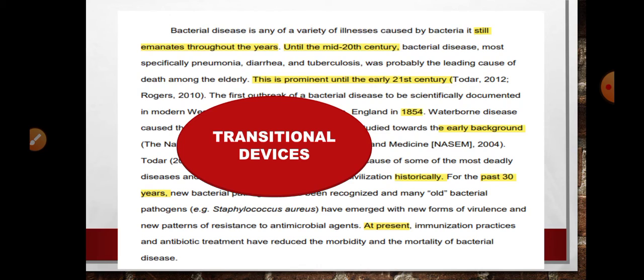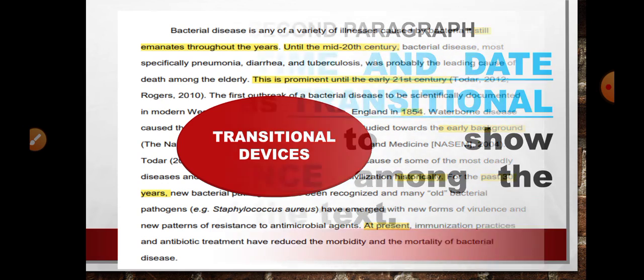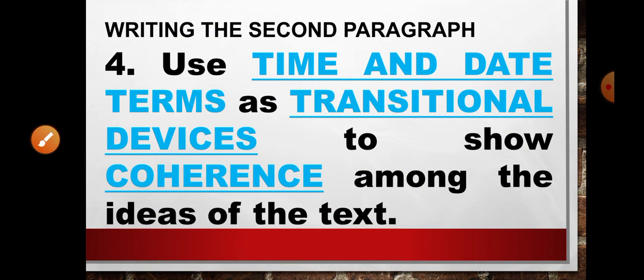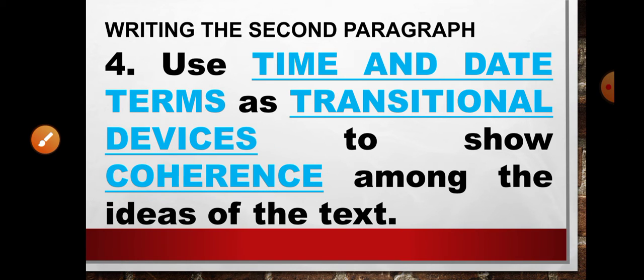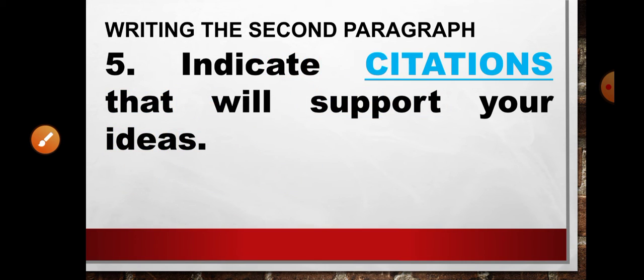And that will be our fourth guideline. We must use time and date terms as transitional devices so that we can show coherence among the ideas of the text. The transitional devices here are in the form of time and date terms. And last but not least, you must also indicate citations that will support the historical background of your study. So that concludes the guidelines and steps on how you can write the second paragraph of the background of the study.